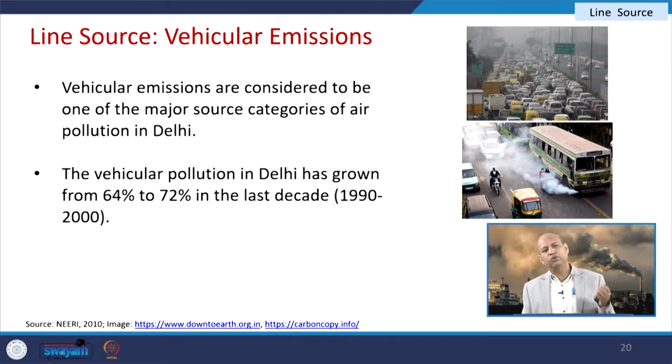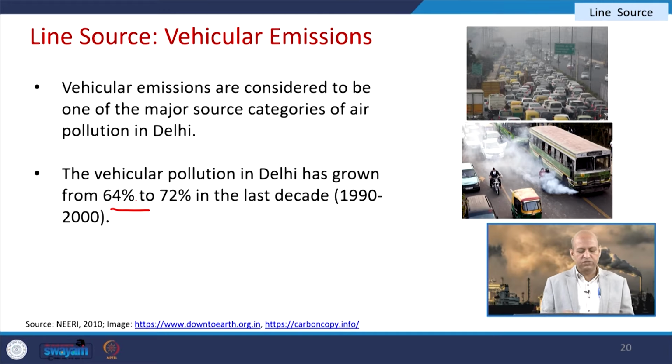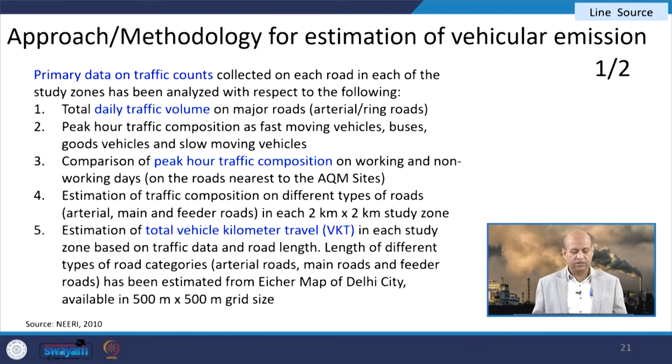Well, now if we talk about line source emissions, that is vehicular emissions. So we have considered area source, point source, and now line source. So line source basically vehicular emissions you can think of. So these are responsible for a large amount of CO, NOx, etc. And vehicular pollution has increased from 64% to 72% in the last decade. So a lot of growth has been there.